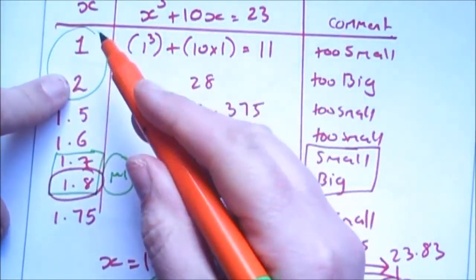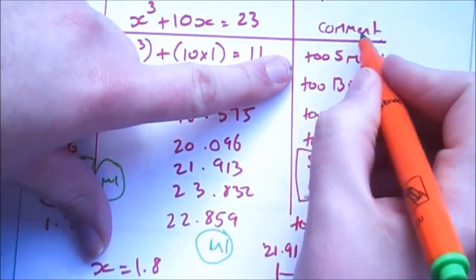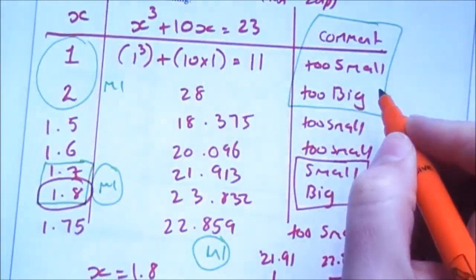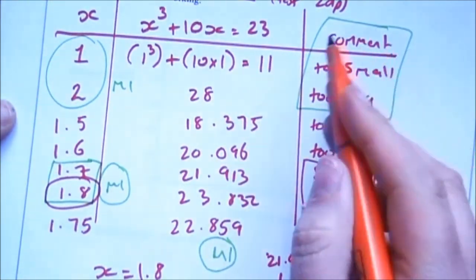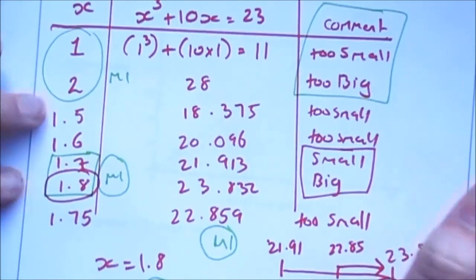Now, you do not get the mark, even if you've shown all of this and you haven't written a comment, you will not get the mark. You have to have the comment. So the trials have to be evaluated. You have to show why you've chosen the next number you've shown.